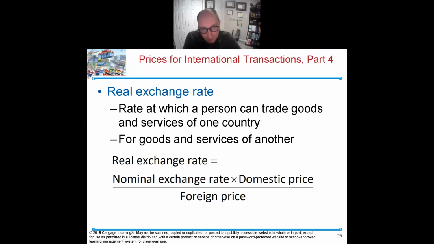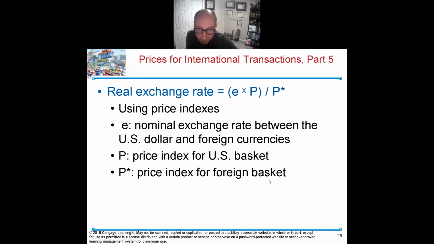The exchange rate is determined by the goods and services a person can trade from one country to another. The real exchange rate is calculated by taking the nominal exchange rate times the domestic price divided by the foreign price. We're talking about price, the price for the product or service.